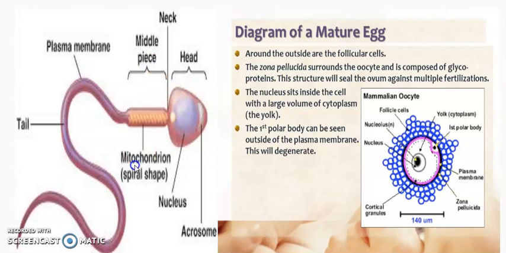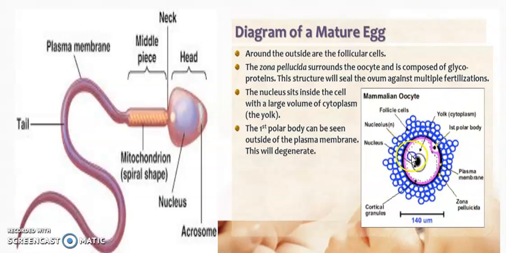And this is the middle piece just behind the head. The middle piece contains mitochondria, and the mitochondria provide energy for the sperm's locomotion, its movement. And this is a long tail, which helps the sperm to propel, to move, so that it can reach the egg to fertilize it.